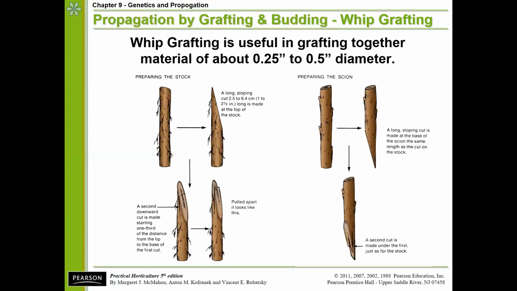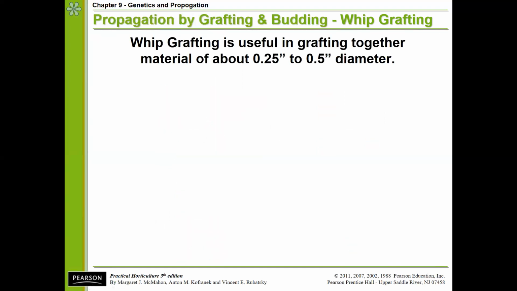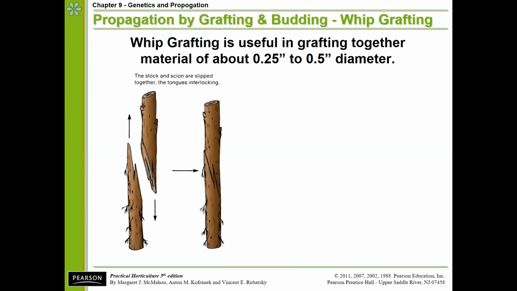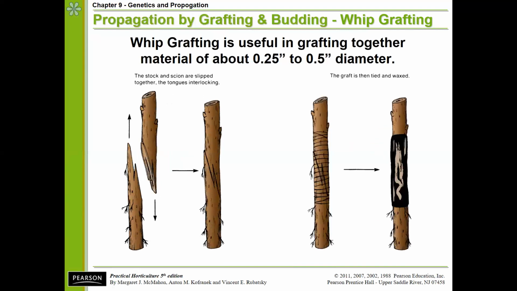So you want to do the same, kind of the opposite, on the scion as you would on the rootstock. The opposite cut, you want to try to do it at the same angle and try to make that notch appear just to where they line up perfectly. And this is what it looks like when you've done that, where these tongues interlock. And then you tie it and wax it or tape it.